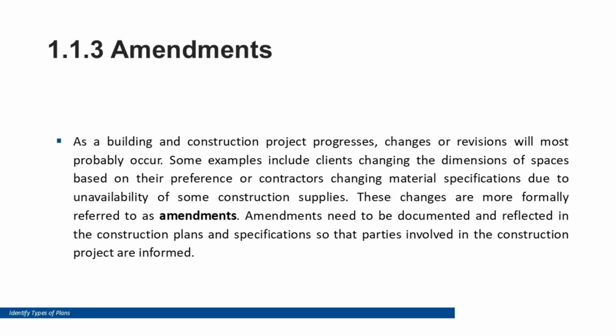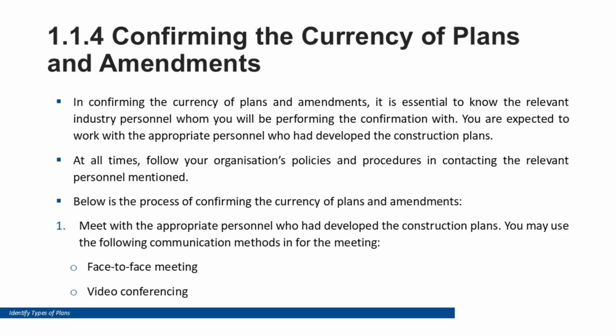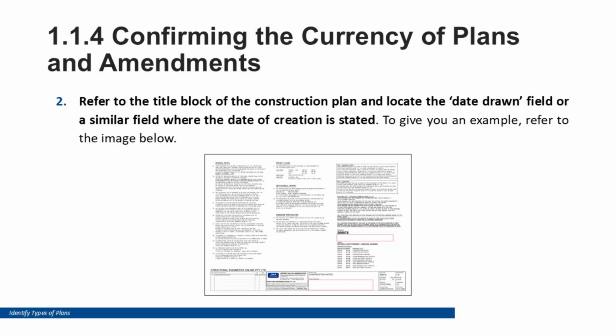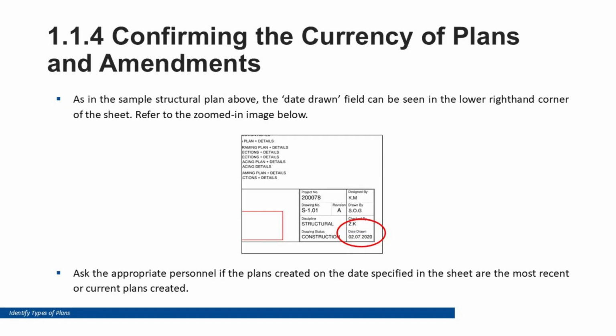Confirming current versions of plans. A critical step before you begin reading any plan is to confirm that the drawings you are working with are indeed the latest approved version. Construction projects evolve. Clients change ideas, engineers adjust structural systems, and site conditions sometimes require redesign. These updates appear as amendments.